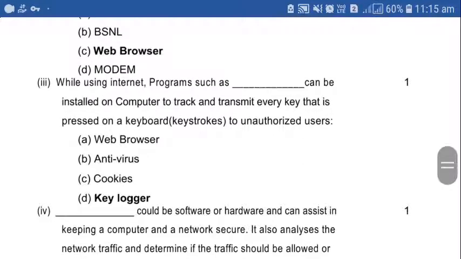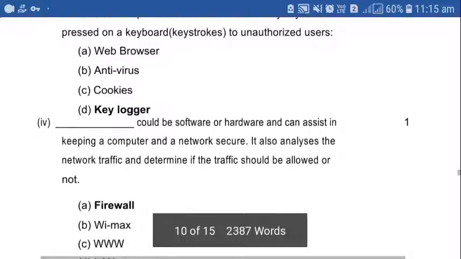Now comes question number 3. While using the internet, programs such as dash can be installed on a computer to track and transmit every key that is pressed on a keyboard, that is called keystroke also, to unauthorized users. So the right answer is keylogger.